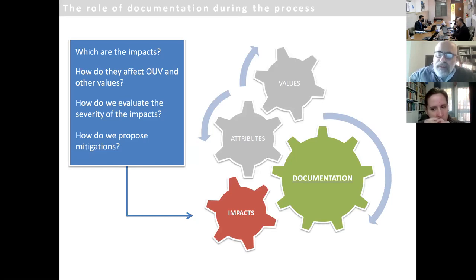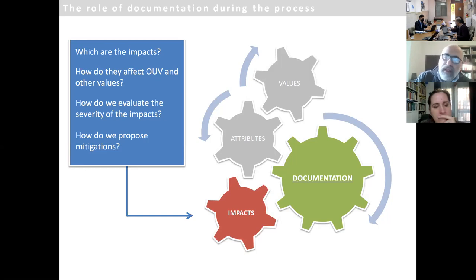I just want to use the slide that I used for documentation, because in this case I added another wheel. As we talk about the role of documentation towards attributes and values, we should also think about the role of documentation in the impact assessment process, and which questions arise. If we are asking what the impacts are, how they affect OUV, how we evaluate the severity of the impacts, how we propose mitigation, these are all questions that could be answered in a very analytical way.